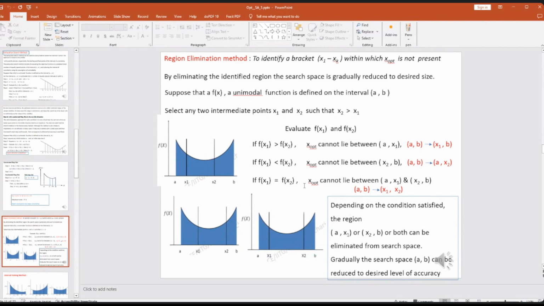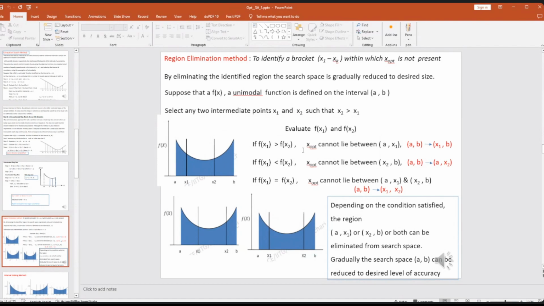Yes, sir. And when the a to x1 region is eliminated, our search interval is converted from AB to x1B, isn't it? It is reduced. So at every iteration, you can reduce the search interval, and gradually, through several steps, a point will come when your converted search interval is comparable with your accuracy level. Then you stop. Take any point within the interval as your optimum point. You can achieve your accuracy. So this is the logic of the region elimination method.